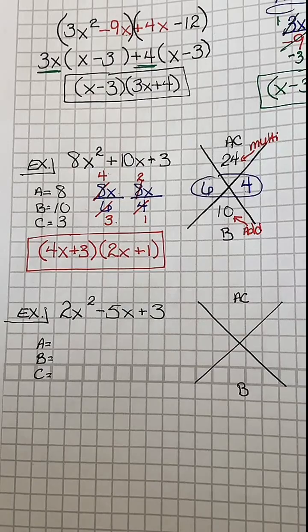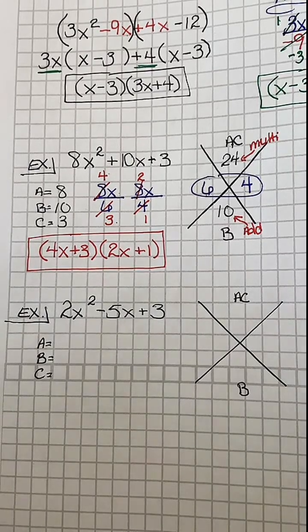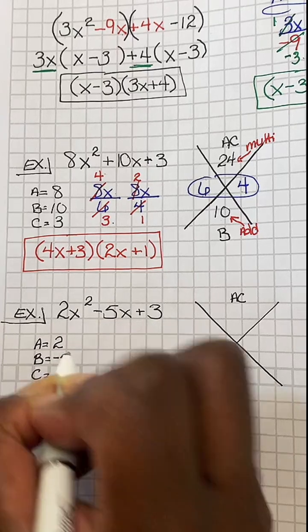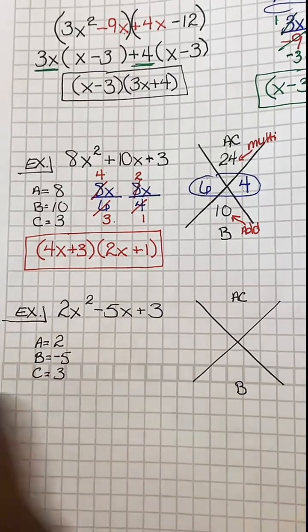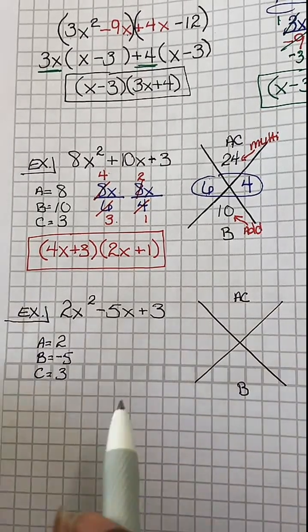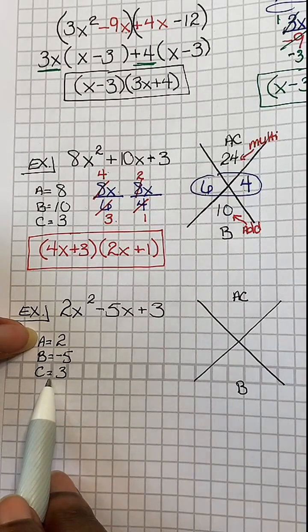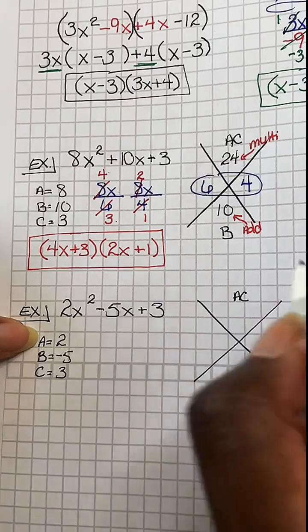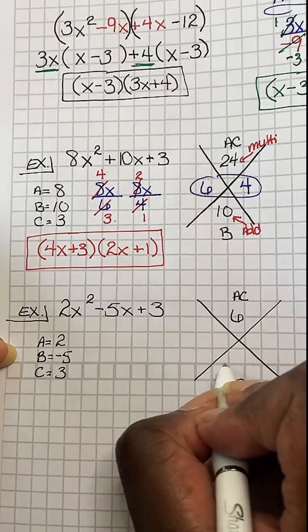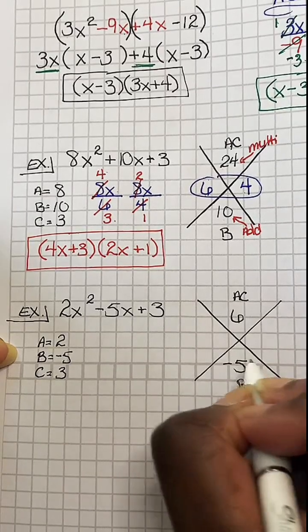I mean, the AC method's been around for a while. So we got, all right, our A is 2. Good. Our B is -5. Thank you. And our C is 3. Awesome. Now, we're going to multiply our A and our C. What do we get when we multiply our A and our C? Okay, we got our 6s. Thank you, everyone.